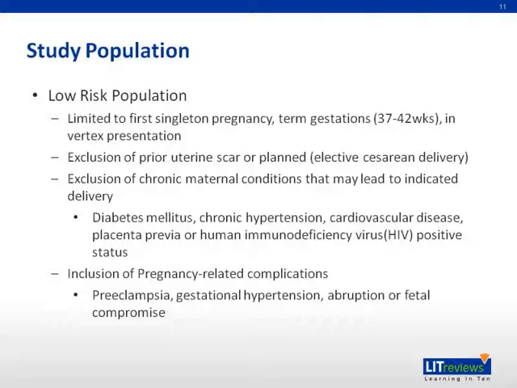The study looks at low-risk populations limited to first singleton pregnancy, term gestations 37 to 42 weeks, in vertex presentation. There is an exclusion of prior uterine scar or elective cesarean deliveries, exclusion of chronic maternal conditions that may lead to indicated delivery, such as diabetes mellitus, chronic hypertension, cardiovascular disease, placenta previa, or human immunodeficiency virus positive status. There was, however, an inclusion of pregnancy-related complications, such as preeclampsia, gestational hypertension, abruption, or fetal compromise.